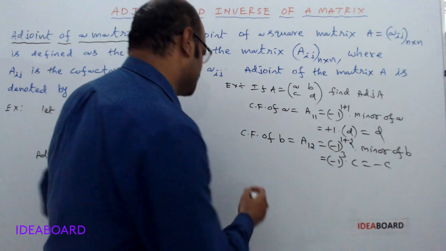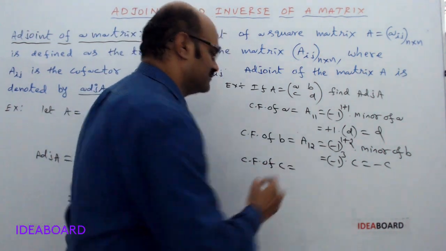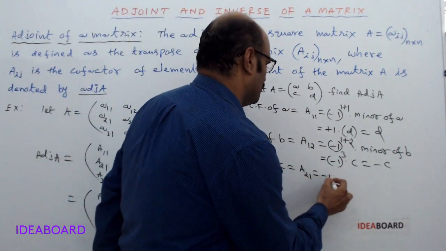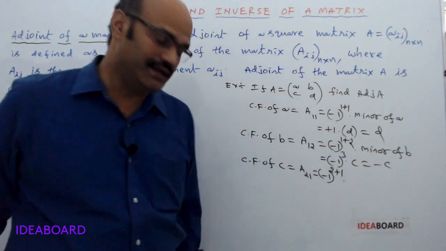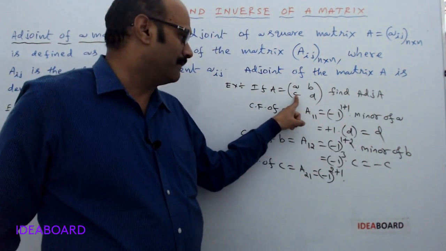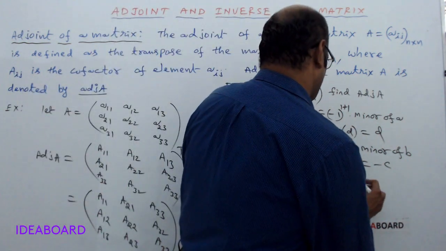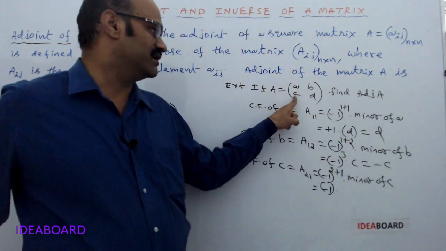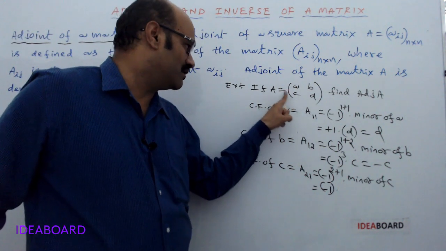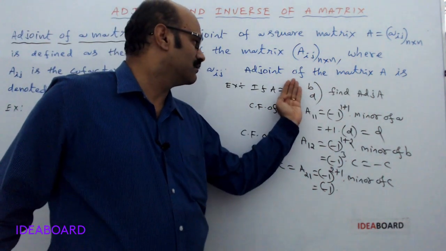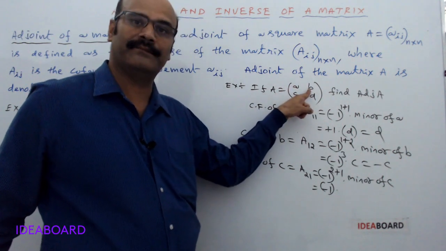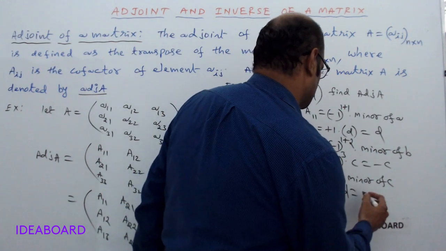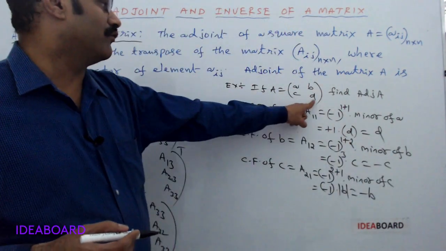Now cofactor of c. Cofactor of c equal to A21 equal to minus 1 whole power 2 plus 1 into minor of c. Minor of c: the element c lies in first column and second row. So we have to close first column and second row. Then we have the element b here, that we should write in a determinant. Then we get b only. So minus b.